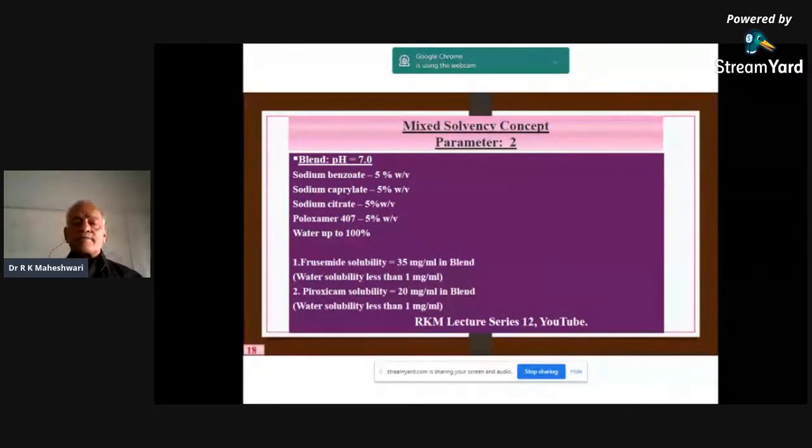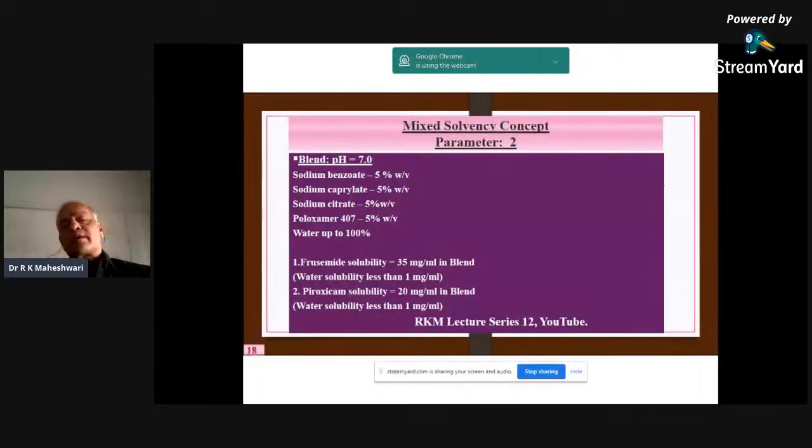Now, mixed solvency concept, second parameter. Up to this time, we were discussing the first parameter of the mixed solvency concept. The first parameter says that each and everything present on the earth has solubilizing power. Each and everything means whether it is gas, liquid or solid, all possess solubilizing power.